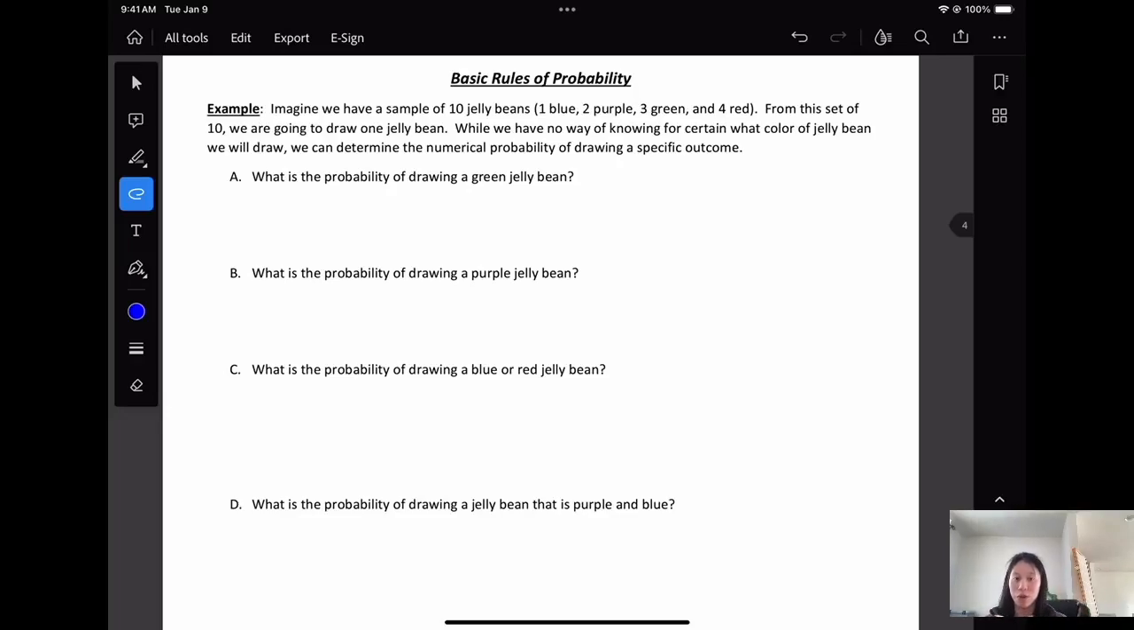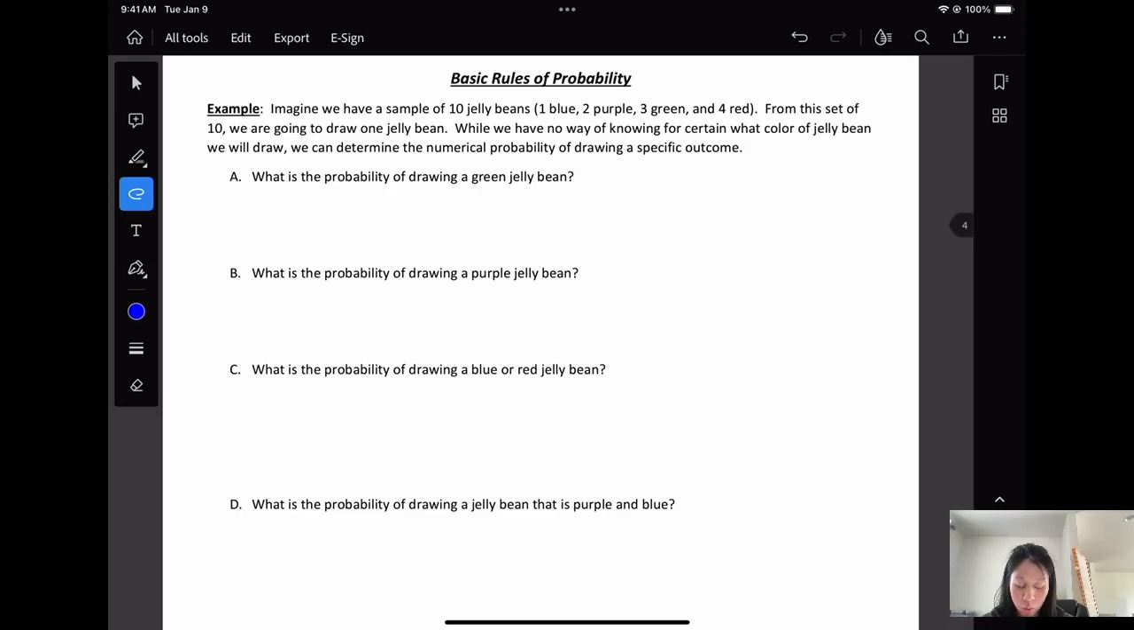Hello, in this video, we're going to talk about some basic rules of probability. Example, imagine that we have a sample of 10 jelly beans: 1 blue, 2 purple, 3 green, and 4 red. For this set of 10, we're going to draw 1 jelly bean.